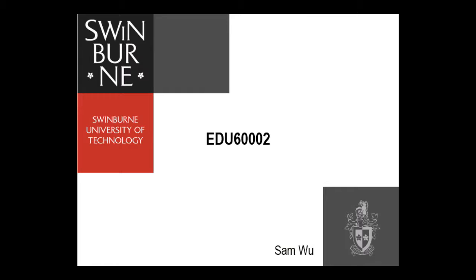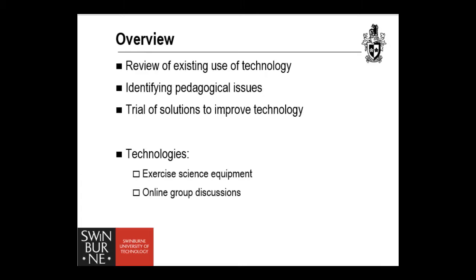So let's have a deeper look into a couple of the existing technologies that we use in exercise science and also have a look at a review of how we can improve them. This is the structure that we are going to be running with today. First of all, we'll have a look at a review of existing use of technology in exercise science, and we'll identify a few pedagogical issues with using those technologies. And we'll have a look at the trial of solutions to improve the technologies being used.